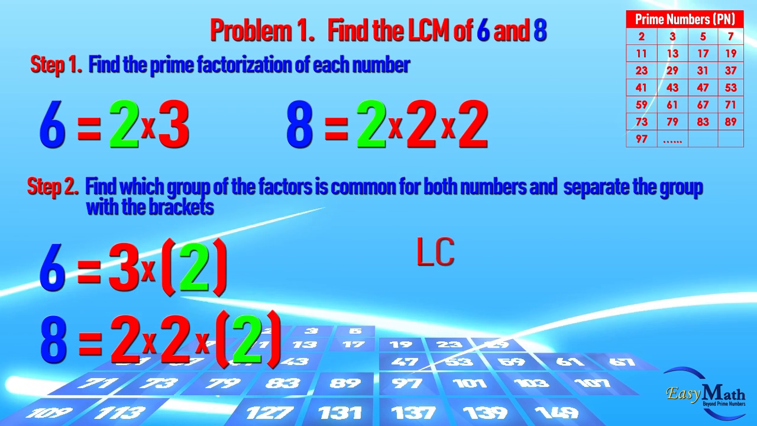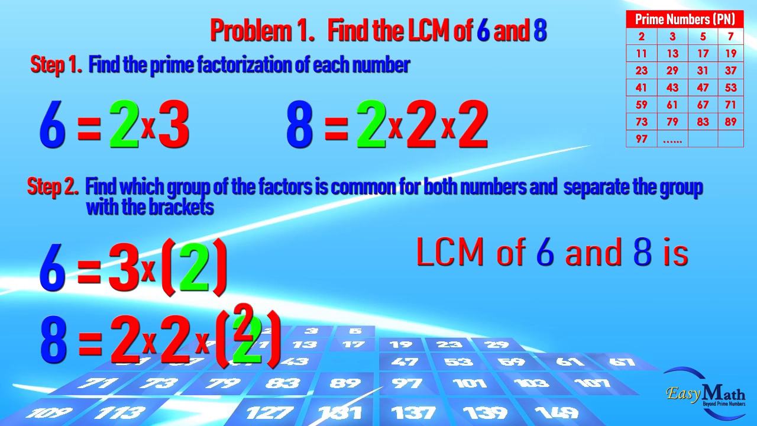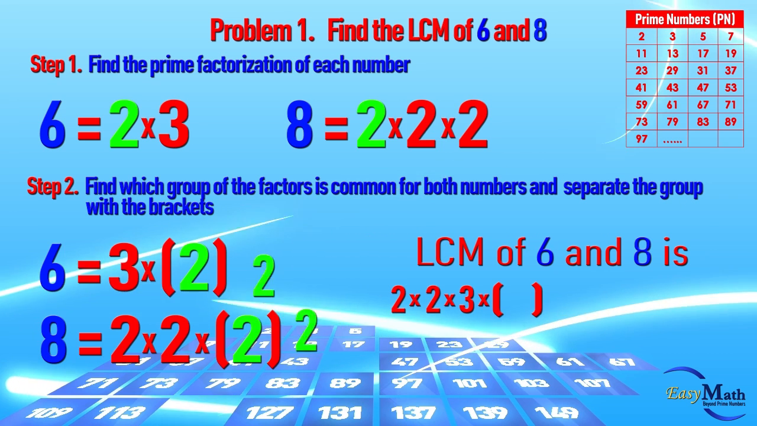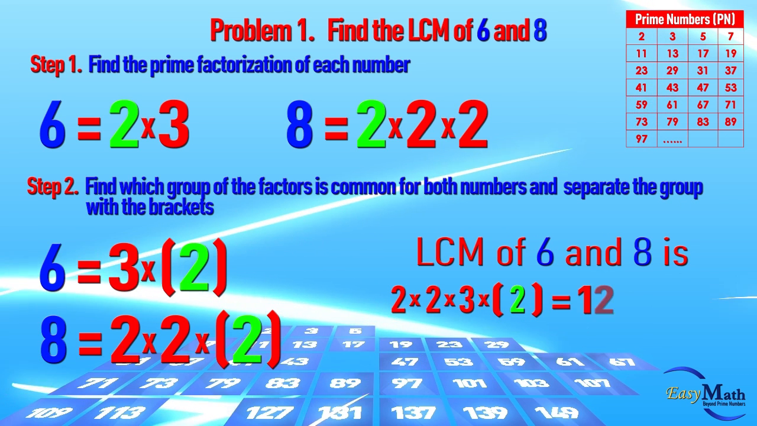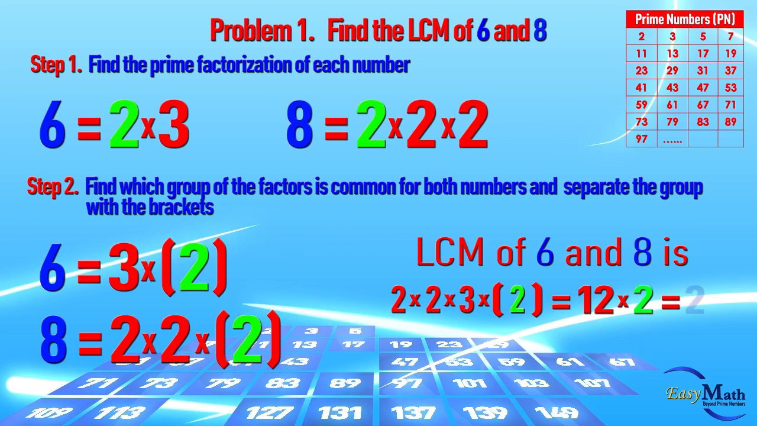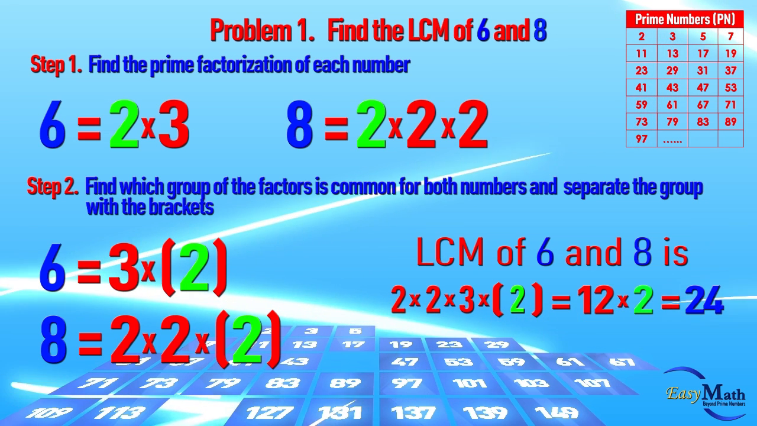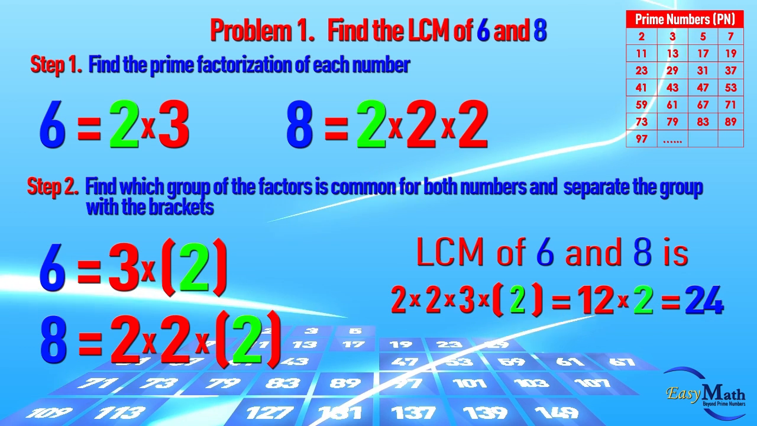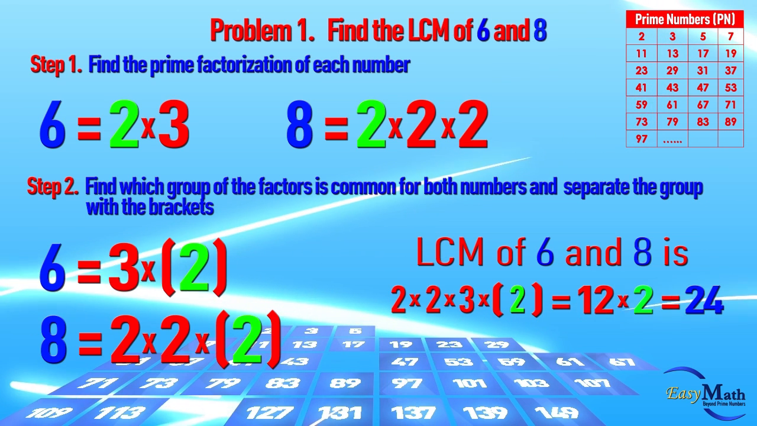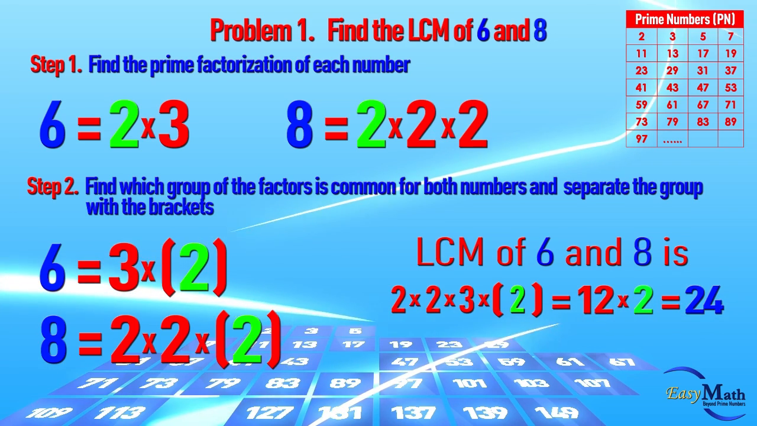Thus, the LCM of 6 and 8 is 2 times 2 times 3 times the group 2, which equals 12 times 2, which equals 24. We counted the common for both numbers group 2 just once to ensure that our common multiple is the smallest possible.